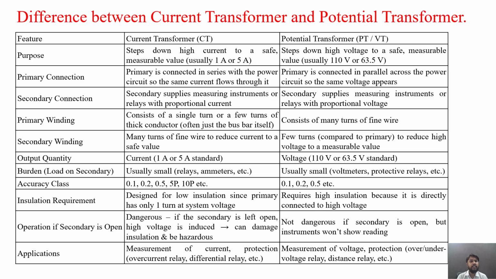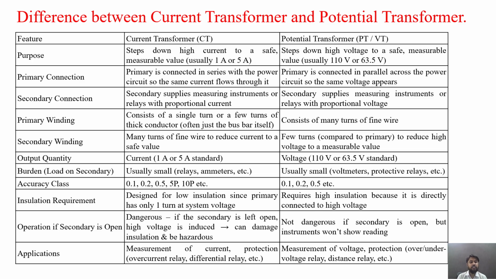Insulation requirement in case of CT can be designed for low insulation, since primary has only 1 turn at system voltages, whereas in case of PTs it requires high insulation because it is directly connected to the high voltage. Now operation if secondary is open, in this case it is very dangerous. If the secondary is left open, high voltage is induced and can damage the insulation and be hazardous. But in case of PT, it is not dangerous if secondary is open, but instruments won't show reading.